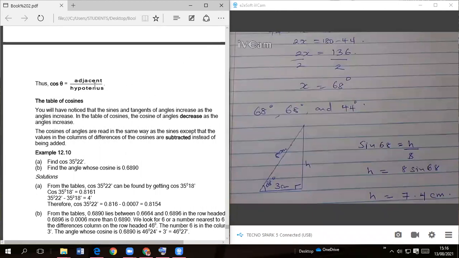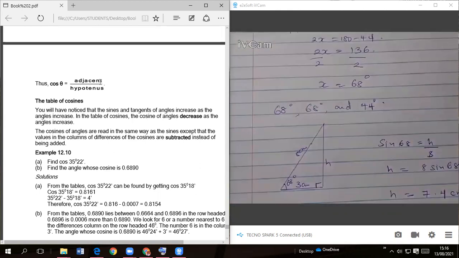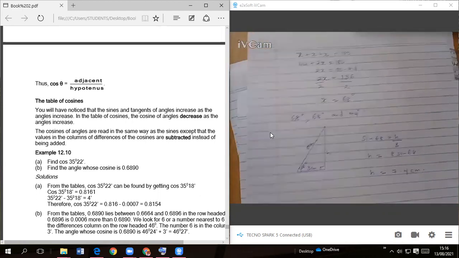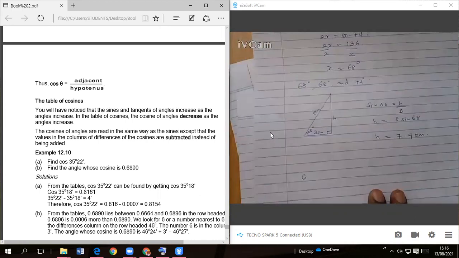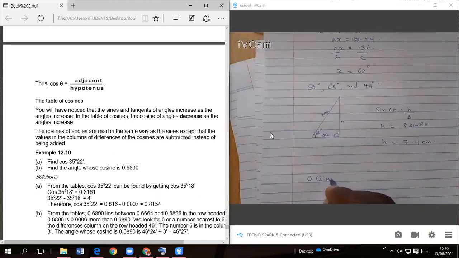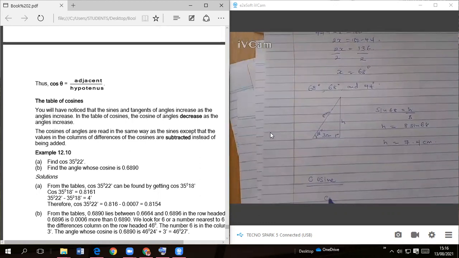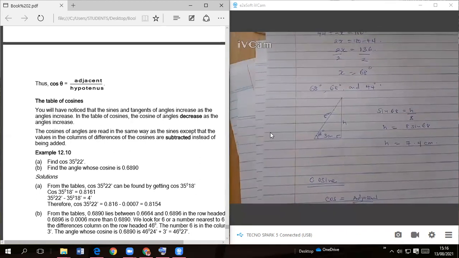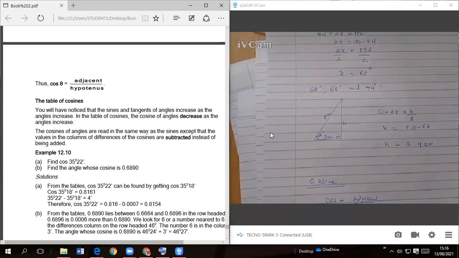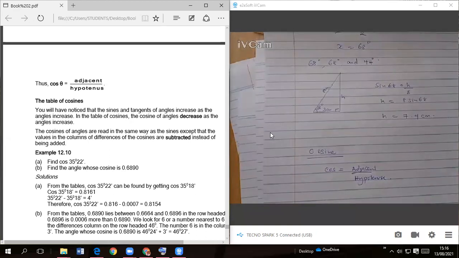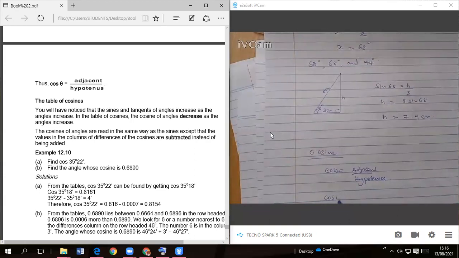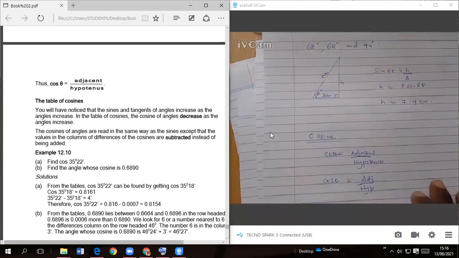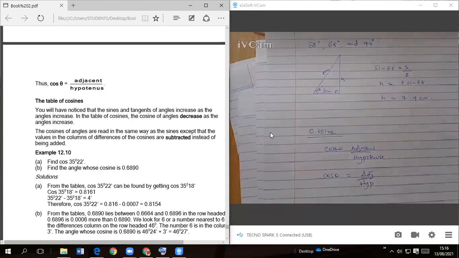So when we go to cosine, in a nutshell, cosine is given by, if you are looking at the cosine of an angle, cos is given by the adjacent divided by the hypotenuse. So you can say cos theta equals adjacent over hypotenuse. That's how you can get theta.